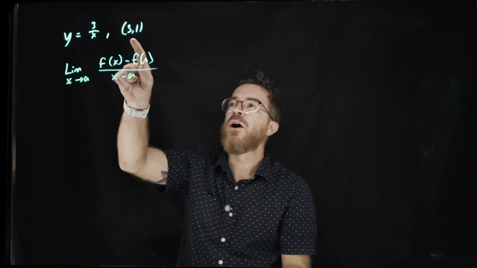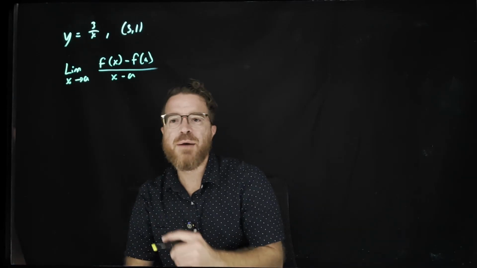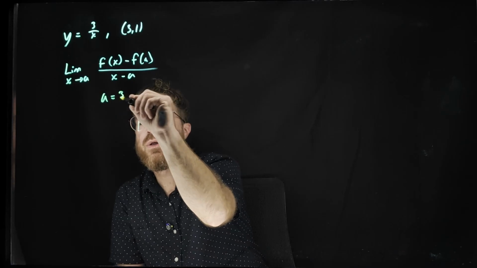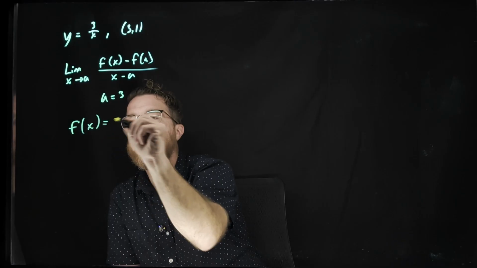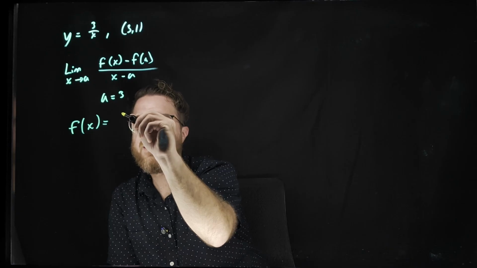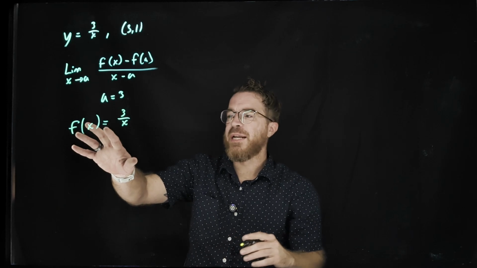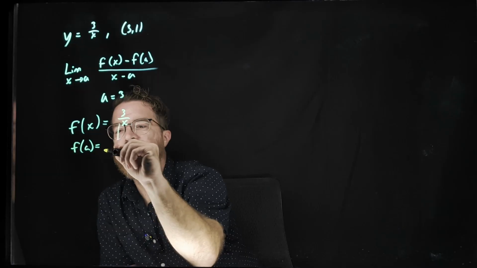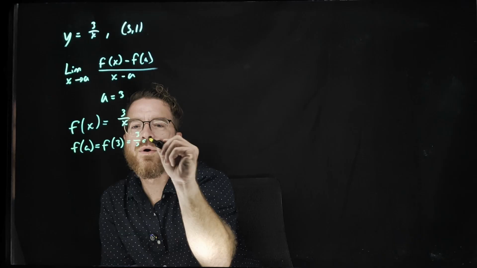And in this case, our a is that value that we're approaching. So in this case, it's going to be 3, right? We're changing our x value. So in this case, a is equal to 3. So if we look at our function then, our f of x for this is going to be this hyperbola that we had. So this is going to be 3 over x. And now, if I were to plug in f of a into this, so f of a is just going to be f of 3, which is going to be 3 over 3, or 1.